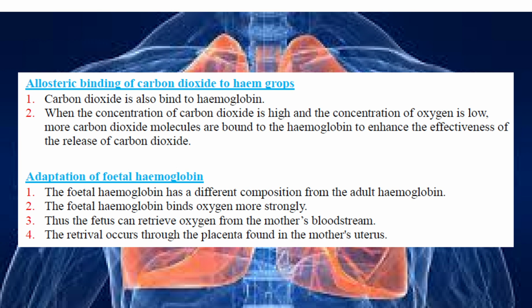And what happens to young babies, the fetal hemoglobin? The fetal hemoglobin has a different composition than adult hemoglobin. They need to get more oxygen, so the fetal hemoglobin binds oxygen more strongly, so they can get more oxygen from the mother's bloodstream.